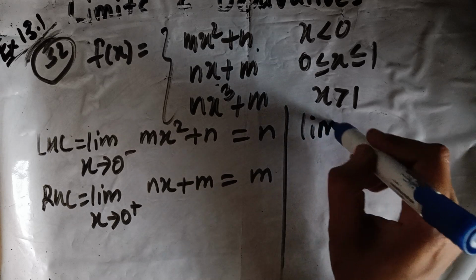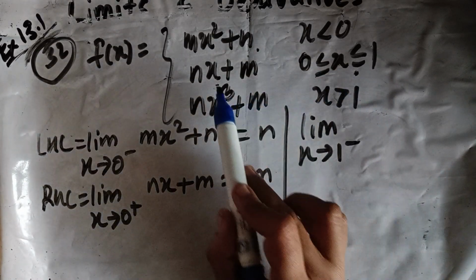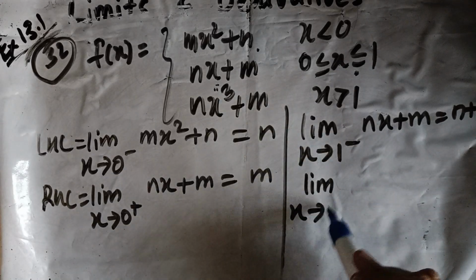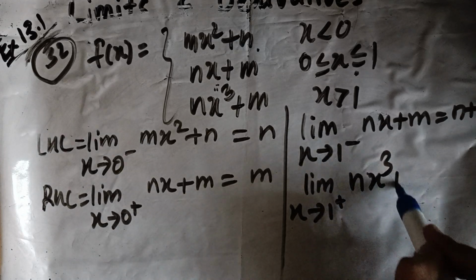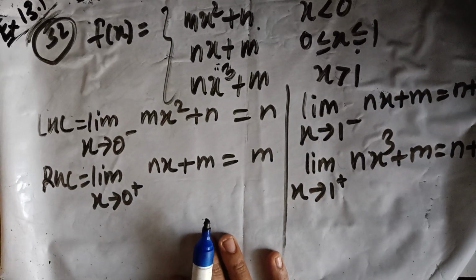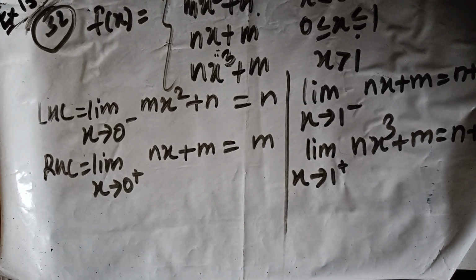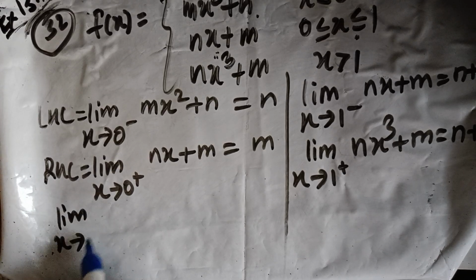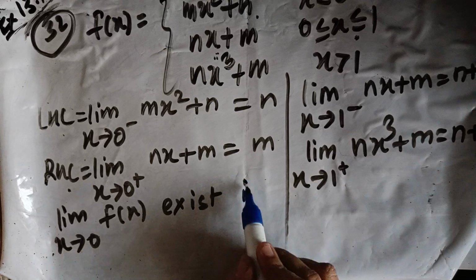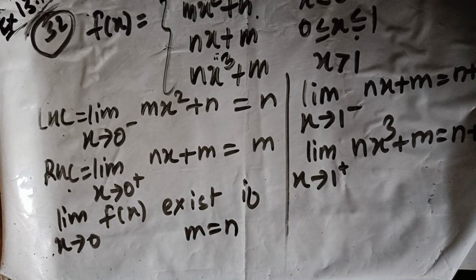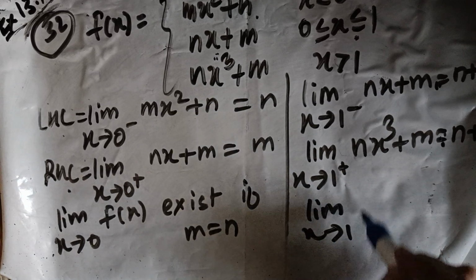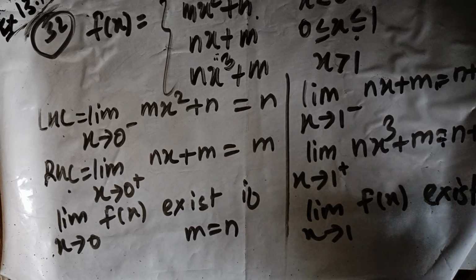Let's find out LHL for 1. LHL for 1 is this, n plus n plus n. This is n plus n. Okay. So the limit as x tends to 0 of f of x exists if this LHL becomes equal to RHL. So if m becomes equal to n. Okay. And this is already equal for 1. So the limit as x tends to 1 of f of x exists. Okay.